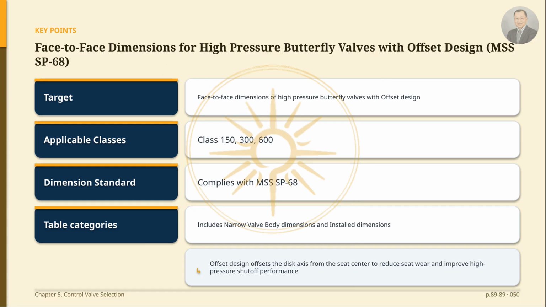The table presents separate items for narrow body dimensions and post-installation reference dimensions. The offset design separates the disc rotation axis from the seat centerline to reduce friction from the disc scraping the seat during rotation, which reduces seat wear and improves shutoff performance at high pressures.